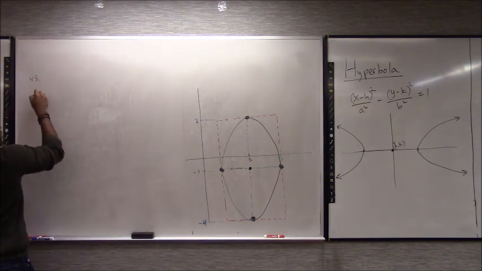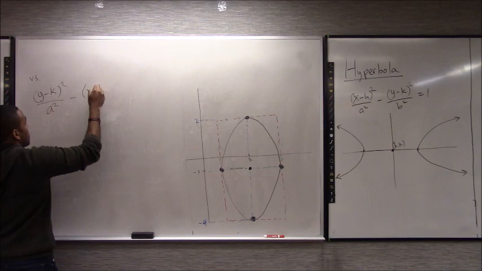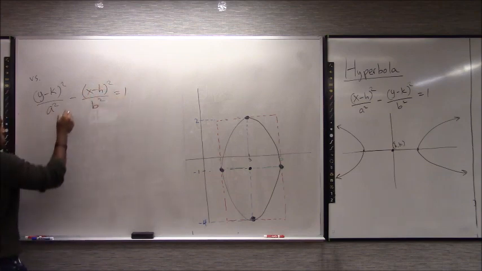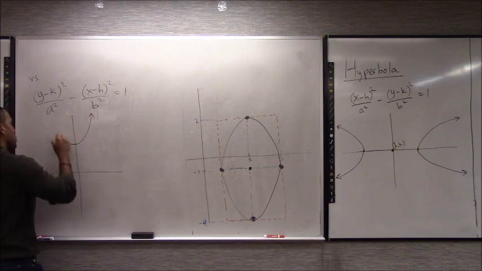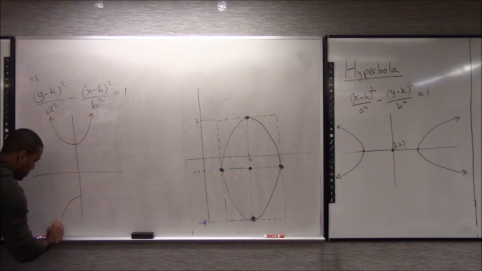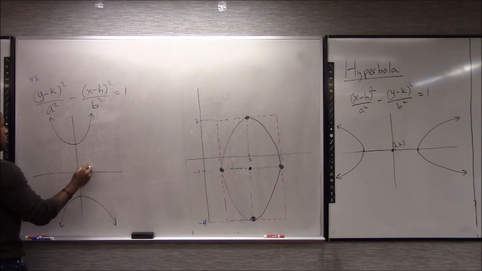Versus if the y is the positive one, (y minus k) squared over a squared minus (x minus h) squared over b squared equals 1. This one will open up and down. Center h comma k.